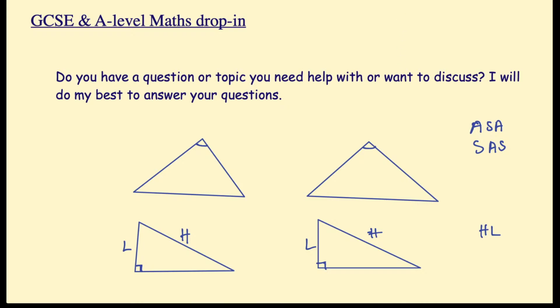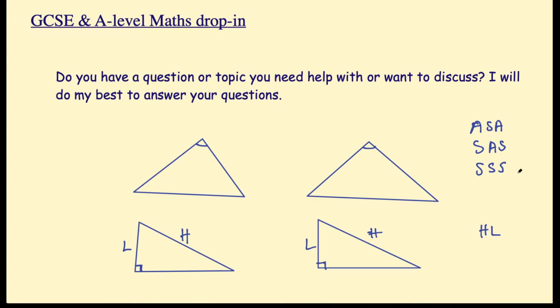Oh, it's just angle, angle, angle. I'm forgetting. No, that's wrong. Oh, it's angle, angle side. Is that right? Oh, side, side, side. Of course. That's the other one. If all the sides are the same length, then you have congruence.